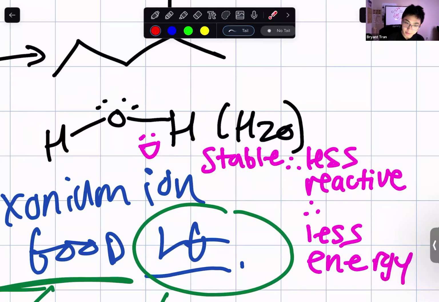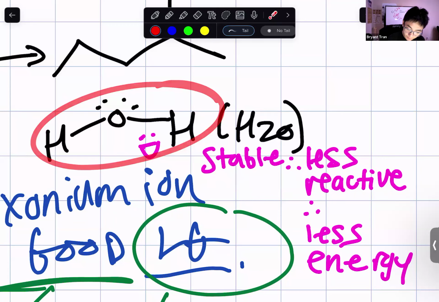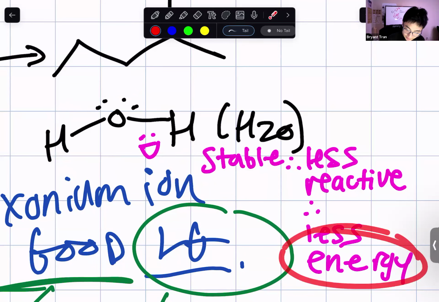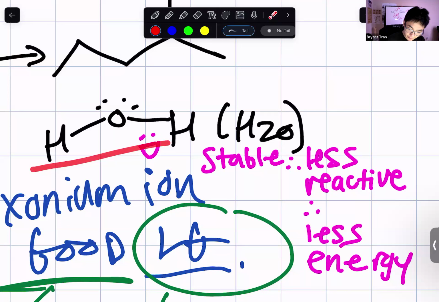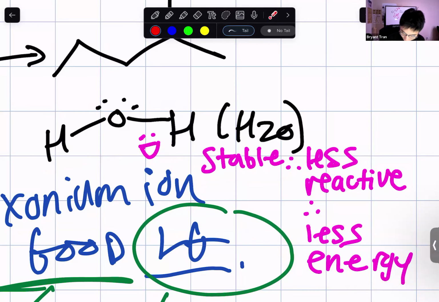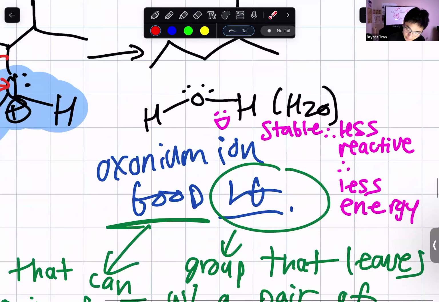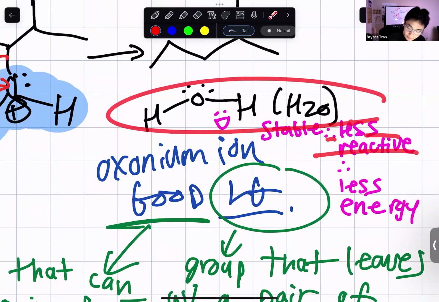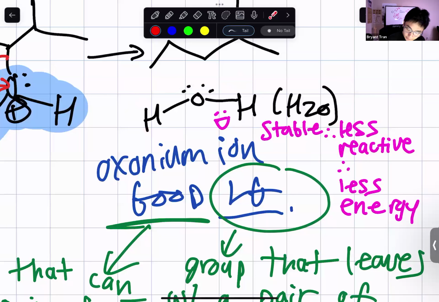They're inversely related. You could think of it like if the molecule is happy and stable, it is not going to be angry. It's not going to have a lot of energy. But if the molecule is very angry and unstable, that molecule is going to have a lot of energy. And because it is less reactive, it's going to be happy as it is. So this is a good leaving group, because it's going to stay as is when we kick it out.